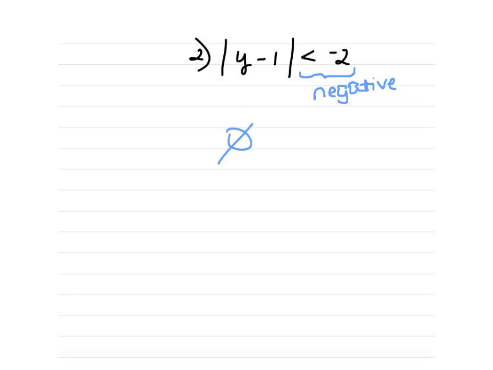Okay, let me just go over this very quickly. The absolute value of y minus 1 means the distance between 0 and this number, y minus 1, is smaller than negative 2, so it's a negative number, and it's impossible that distance be negative. Therefore, there's no solution.